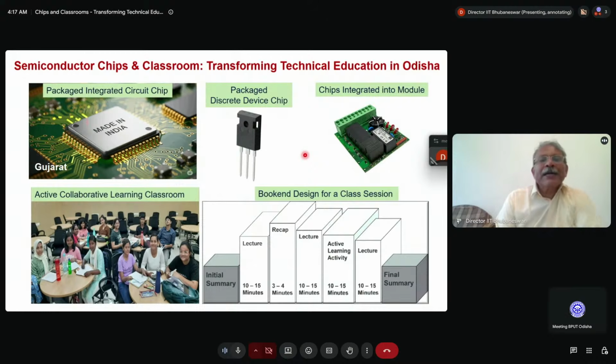Now let me come to classroom and technical education. So this is an introduction. I'm only introducing the ideas, then I will go into details. So we discussed a little bit about semiconductor chips. Let me discuss a little bit about classroom. I'm trying to explain the title. What you see here is a photograph of an active collaborative learning classroom.